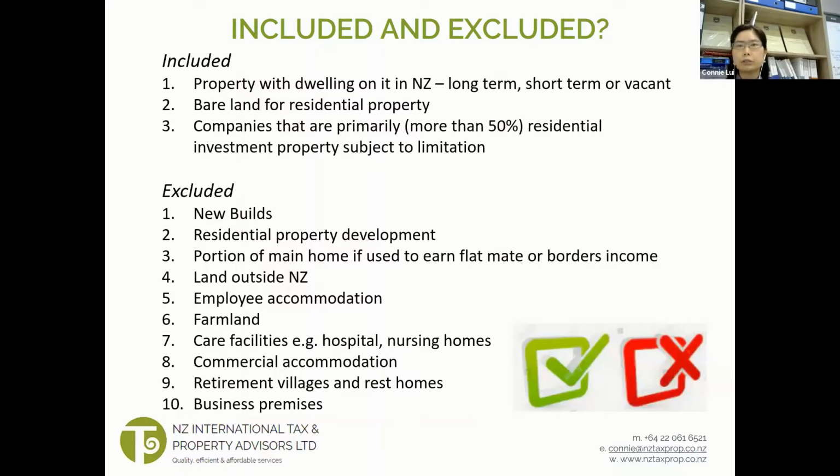Another few interesting exclusions include land outside New Zealand. So say if you invest in overseas property, that shouldn't be subject to the interest limitation rule. Cross-border property tax is an area that we specialize in, so we would be pleased to assist if anyone is considering this option. Flatmate and boarder income should not be subject to the interest limitation rule. Other exclusions include employee accommodation, farmland, care facilities, commercial accommodation, retirement village, rest home and business premises.